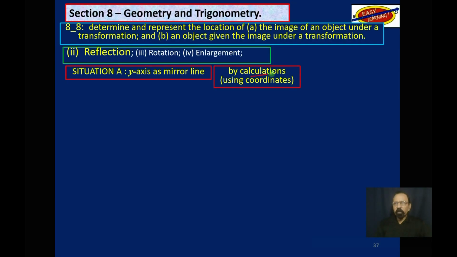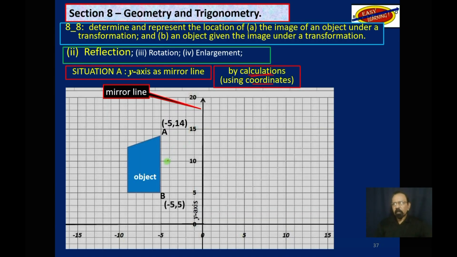If you have the image and you want to find the object, you will reverse that process. Now, we are going to do this by calculation, if we have the coordinates, or maybe if we have to do this without the graph. So let us say you know these coordinates of the vertices of the object. How can we obtain the coordinates of the vertices of the image?